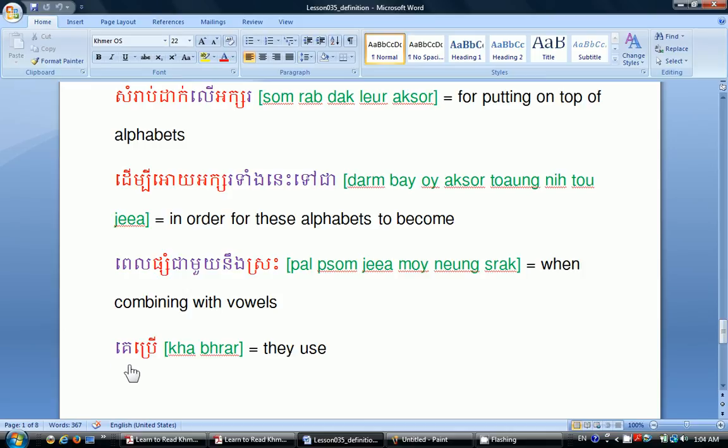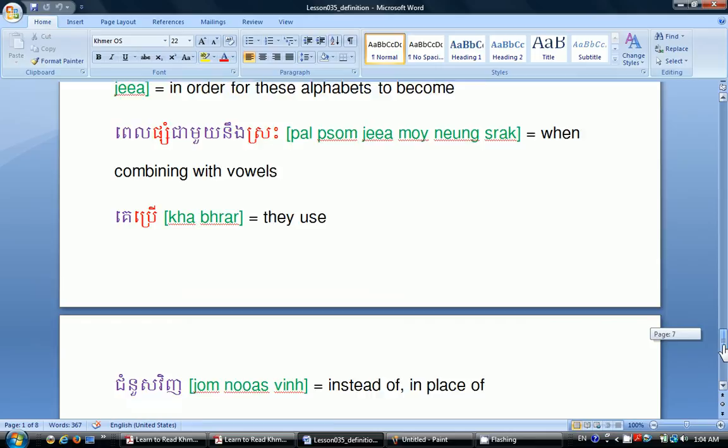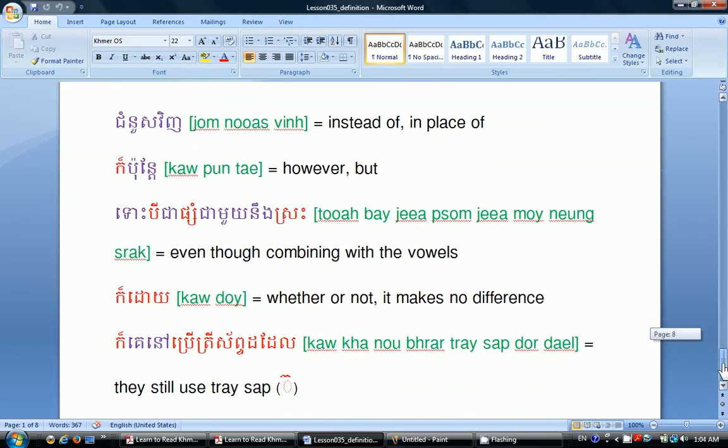The next phrase reads គេប្រើ, which means they use. Then ជំនួសវិញ, which means instead of or in place of. Here's the additional phrase ក៏ប៉ុន្តែ, which means however or but.